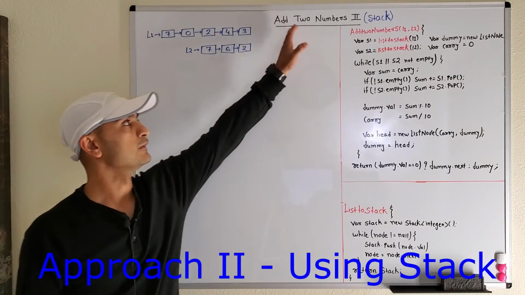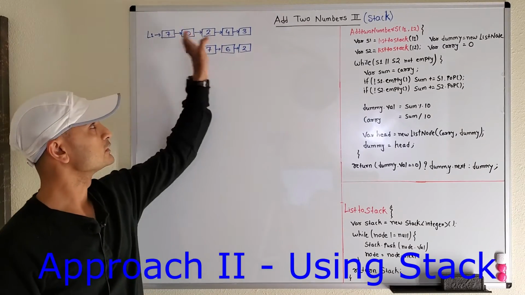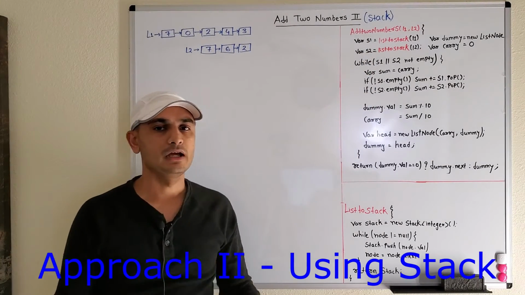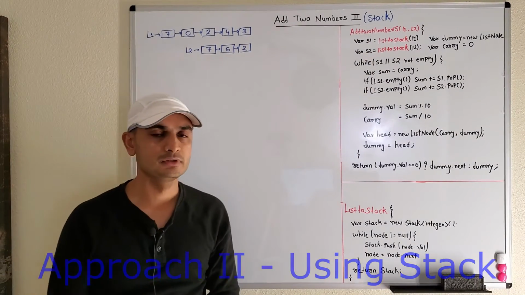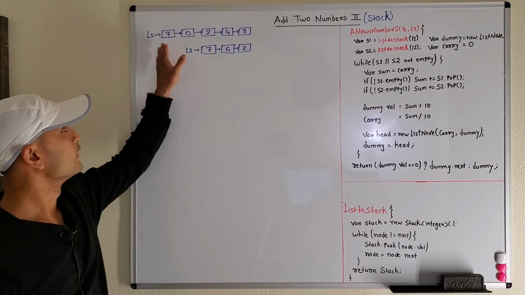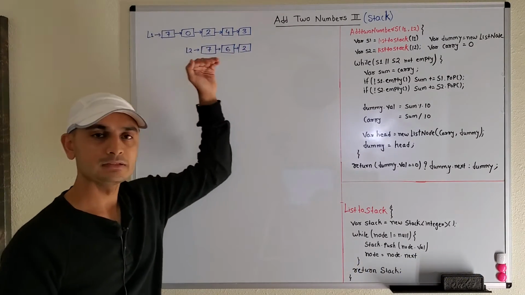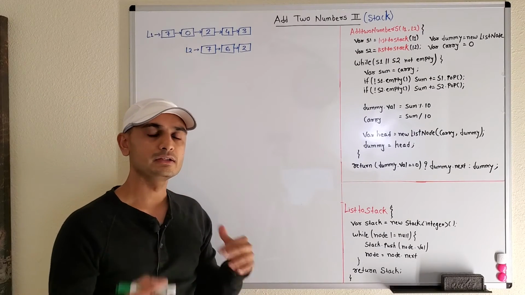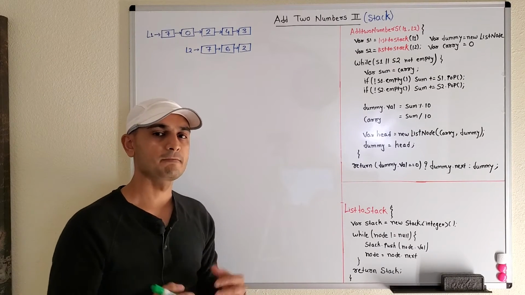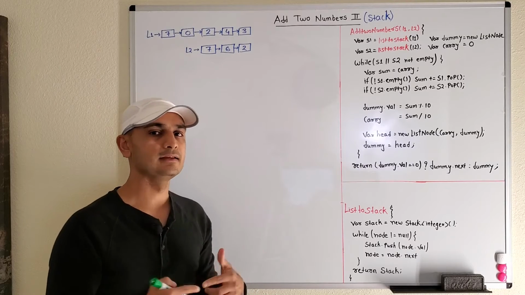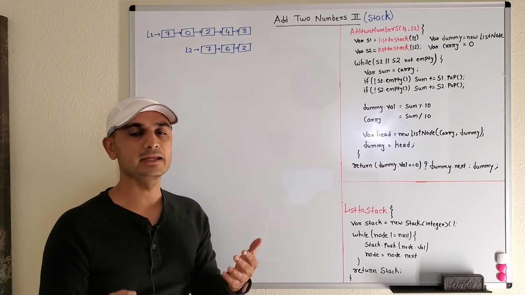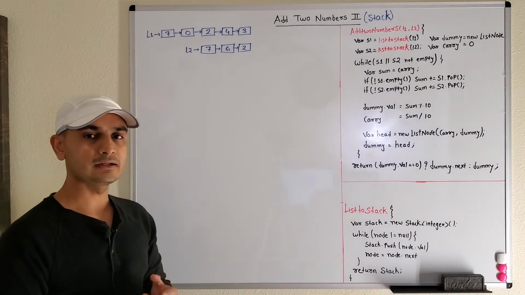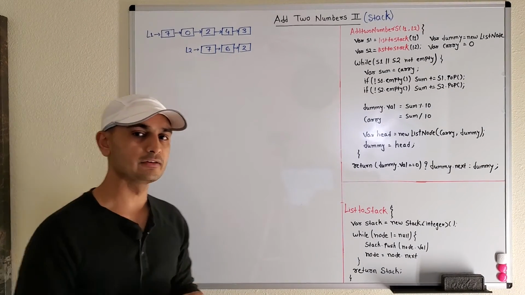We'll try to solve the same problem without reversing the input list, and we'll be using stack as our data structure. First of all, we'll push each list into a stack, and then we'll have two stacks. If you understood the previous approach, where we were taking two digits, adding them, taking the next two digits, adding them, and managing carryover, we'll run a similar approach on stacks, and then we'll have our output list.